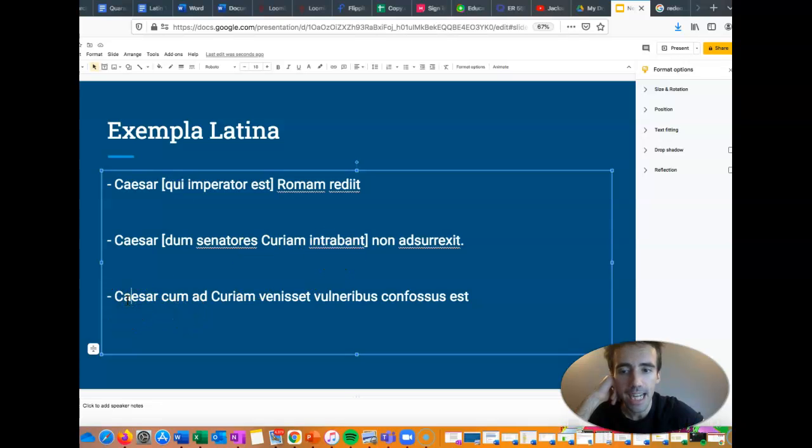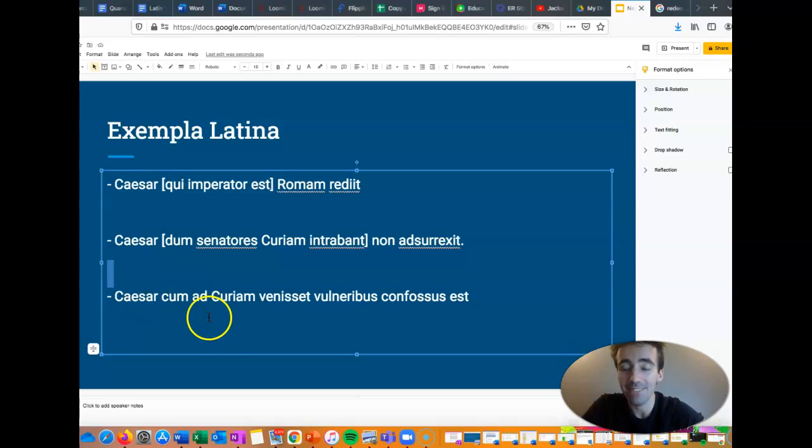Last one. Caesar cum ad curiam venisset vulneribus confusus est. So we see two verbs, venisset, that -sset ending, and confusus est.